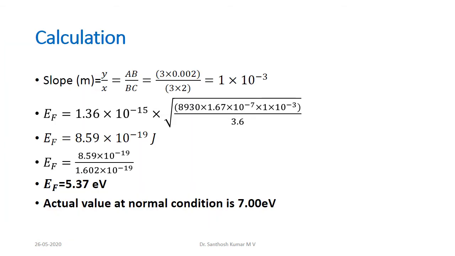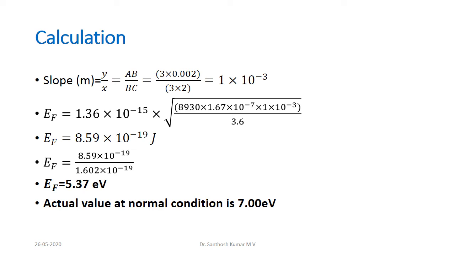The slope of the straight line is y by x, equal to AB by BC. AB value is 3 into 0.02, BC is 3 into 2, which is equal to 1 into 10 raised to power minus 3. This will be the slope of the graph. Often we call this the temperature coefficient of resistivity of the metal. And all the values we have to substitute into the main formula of Fermi energy.